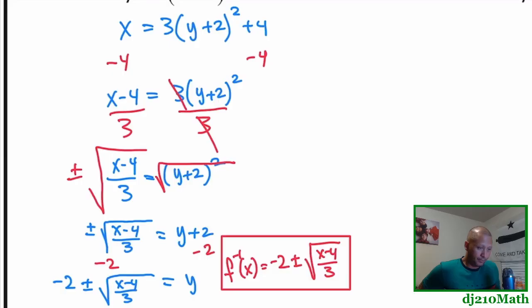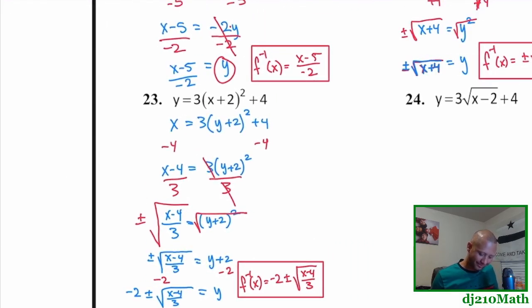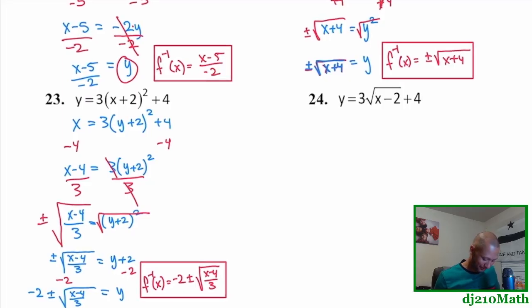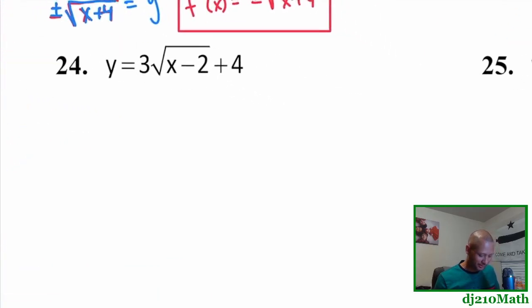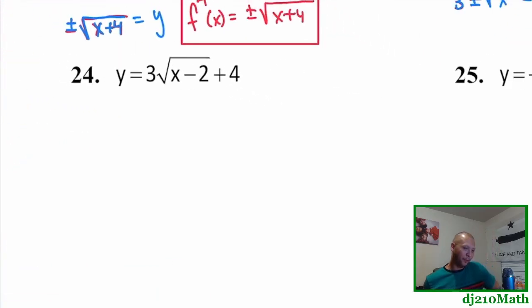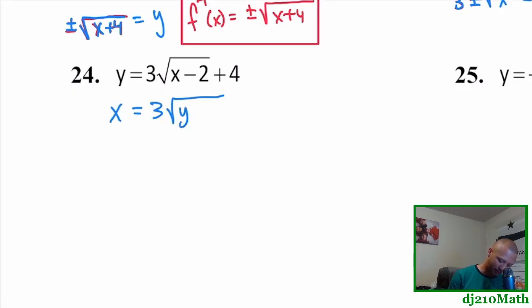Not bad, right? I know it happens fast, but we're just adding and subtracting, multiplying, dividing, and squaring. Square rooting. All right, 24. I'm going to swap x and y. All right. Plus 4 is outside of the square root.